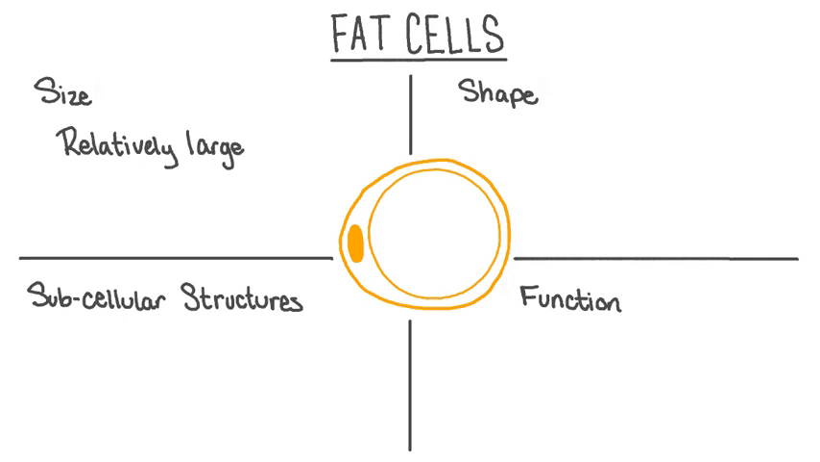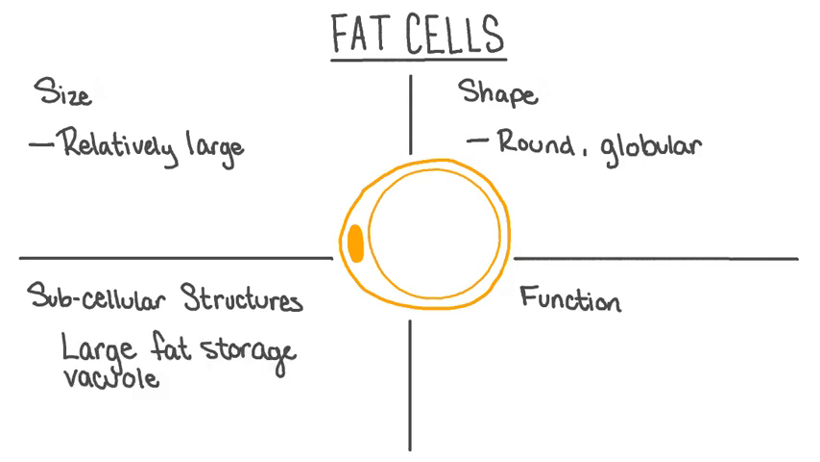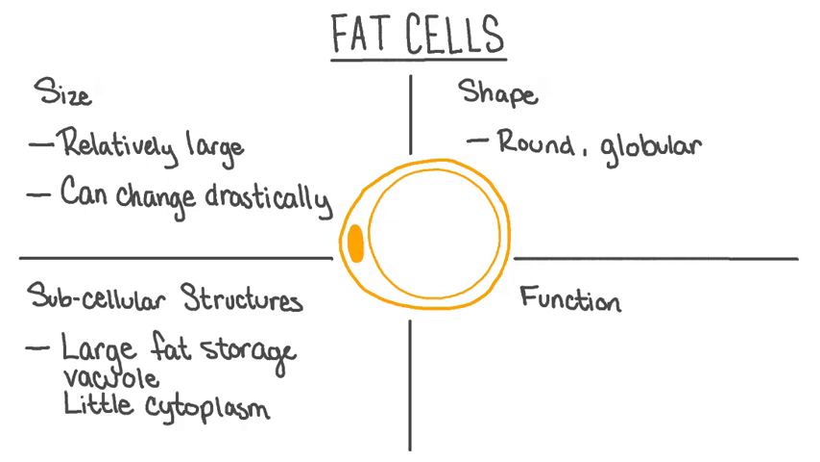Next, we have fat cells, also called adipocytes. These cells are relatively large in comparison to the other cells of your body, and they typically have a round, globular shape. Under a microscope, fat cells look a lot like soap bubbles. This is because they're mostly filled with a huge vacuole, which stores fat. Depending on how much fat needs to be stored, these already large cells can quadruple in size. Compared to other cells, fat cells possess very little cytoplasm. Their primary function is to store excess energy in the form of fat.